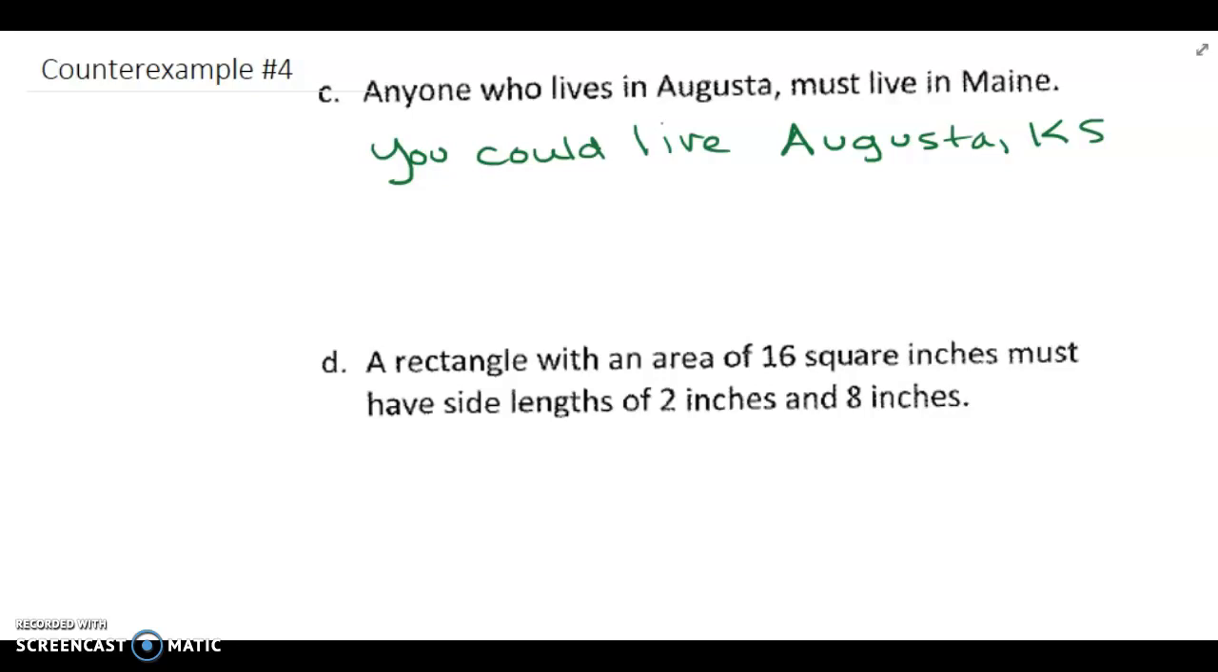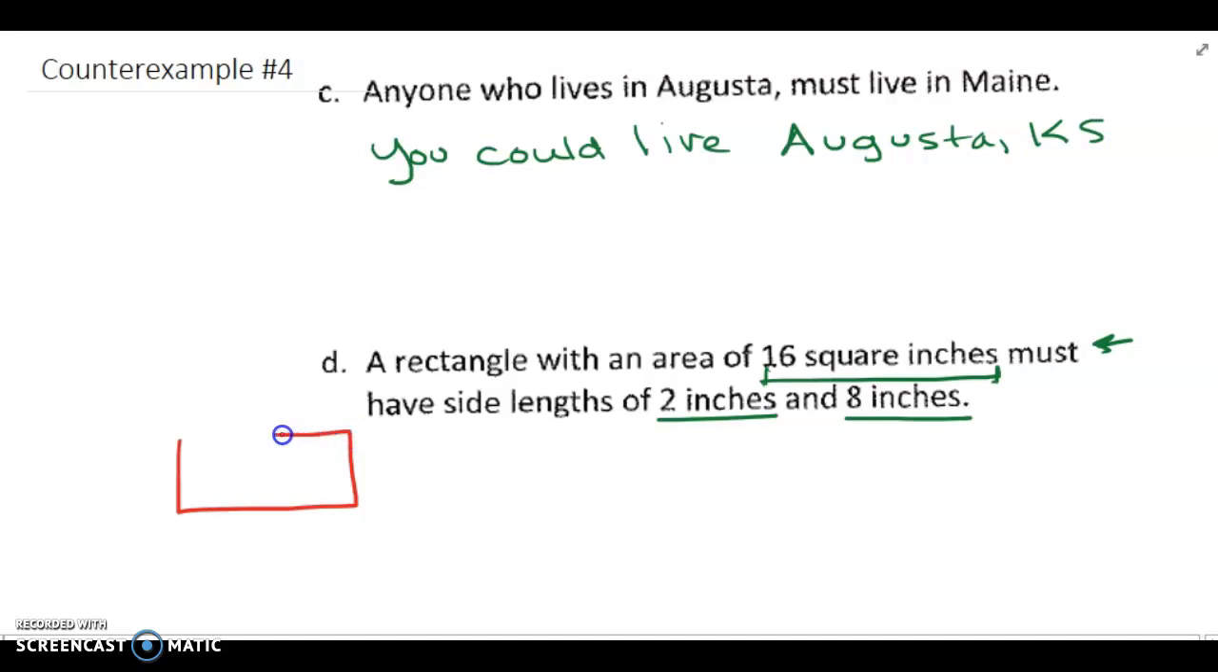All right, let's look at D. This is the last one of our examples. It says a rectangle with an area of 16 inches, or 16 square inches, must have lengths of 2 and 8. So I want you to think about it and come up with a counterexample of when this statement is false. All right, guys, there's several examples we can do here.